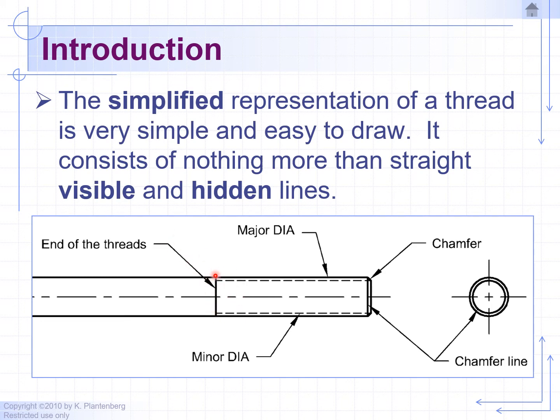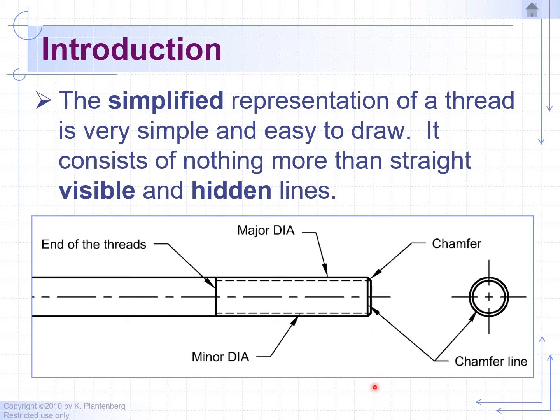This is where the threads end, or you can say where they start. This part here is straight, simple shaft, no threads. The threads start here, and it continues on all the way to the end. And then we have a chamfer going around. That's so it's easy to line up the bolt with the tapped hole. So this here is the major diameter, and the dashed line represents the minor diameter. And once again, we have a chamfer. So this is the chamfer line.